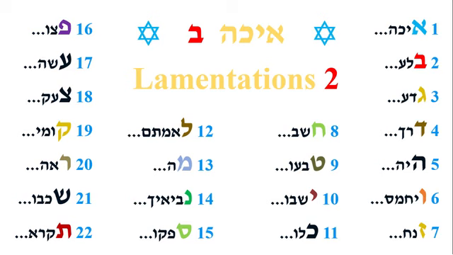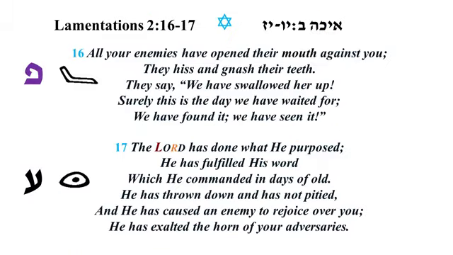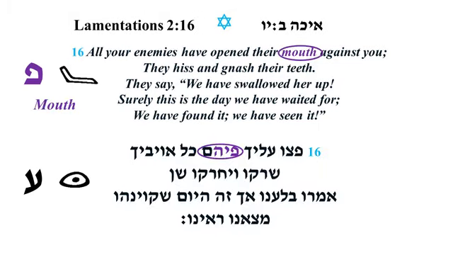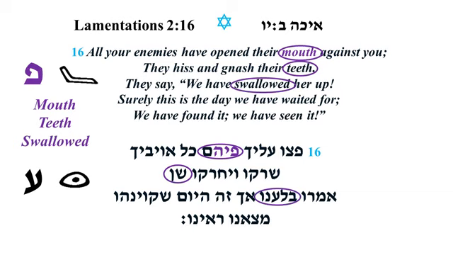Okay, well, let's read those two verses. In chapter 16 of Lamentations 2, it says, all your enemies have opened their mouth against you. Look at that as a hint. Opened their mouth, Pei is mouth. They hiss and gnash their teeth, Pei, teeth, mouth. They say, we have swallowed her up. Swallowing, mouth, Pei, I get it. Surely this is the day we have waited for. We have found it, we have seen it. Seen it represents eyes, the seeing, eye. And you know what? The letter Ayin represents the eye. So we've got mouth, we've got teeth, we've got swallowing, and then we have seen, eye. Yeah, the verse even has the content switched. It talks about mouth before seeing.